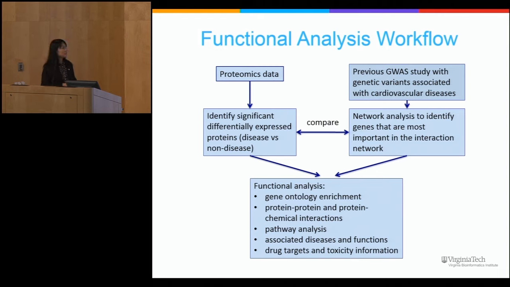And we then go on to look at more detailed functional analysis of these gene candidates. The detailed analysis includes a gene ontology enrichment analysis, protein-protein and protein-chemical interactions, the pathway analysis, and the associated diseases and functions. And then we can look at whether there are genes that are good drug targets and any toxicity information.